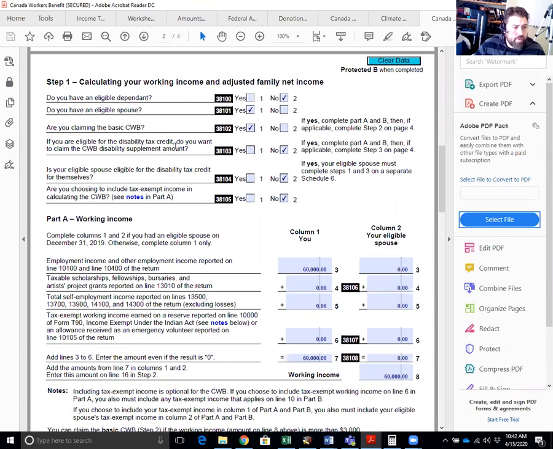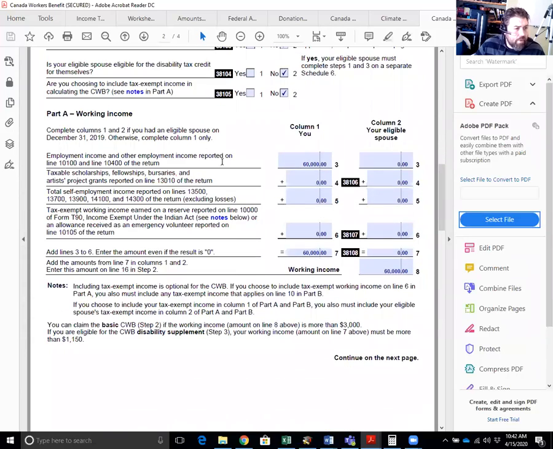If you are eligible for disability tax credit, do you want to claim the CWB disability supplement amount? I'm just putting no because this couple doesn't have a disability. Neither of them do. Is your eligible spouse eligible for the disability tax credit for themselves? I'm putting no because the spouse does not have a disability. Are you choosing to include tax-exempt income in calculating the CWB? I'm putting no because in the question we don't have any tax-exempt income.